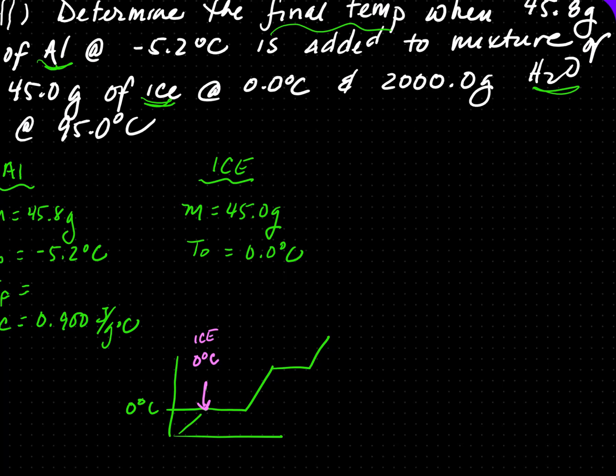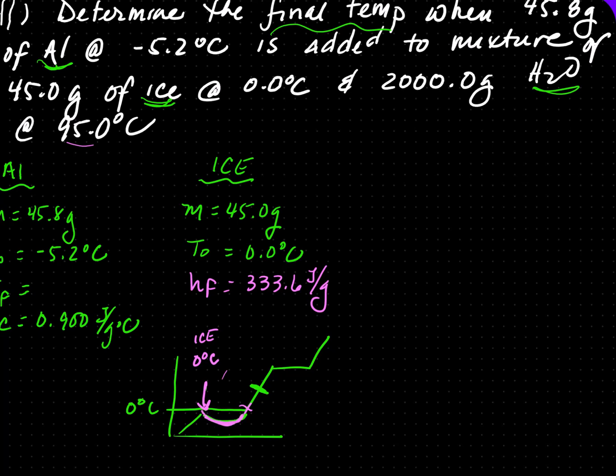Since we want a final temperature, and the ice is going to be cold because the water has a higher temperature, we know the ice is going to melt. Since the ice is going to melt, we need the heat of fusion. So we have HF, which is 333.6 joules per gram. In addition, we know there's going to be a final temperature, so my ice is going to melt.